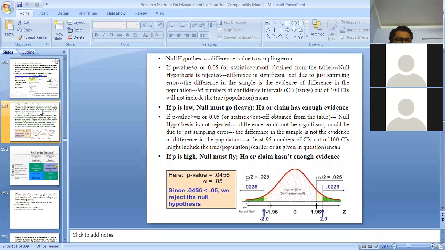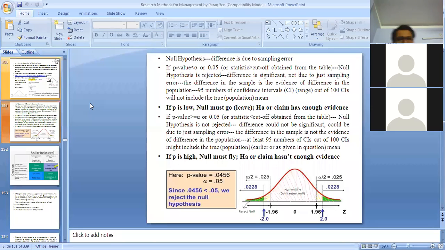Alternatively, suppose you see that your p value is greater than 0.05. Then you will say that you cannot reject your null hypothesis. That means there is not sufficient evidence that you can reject your null hypothesis.